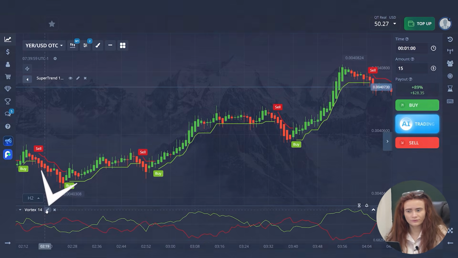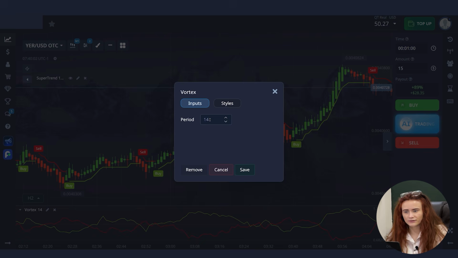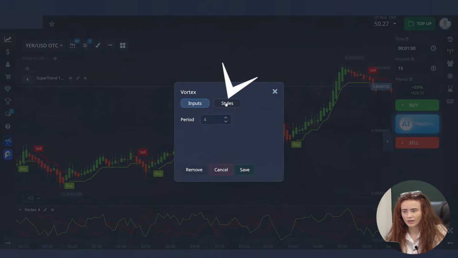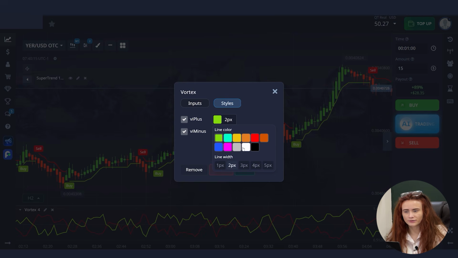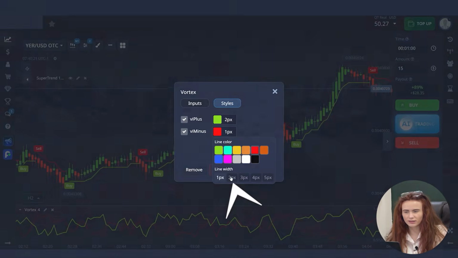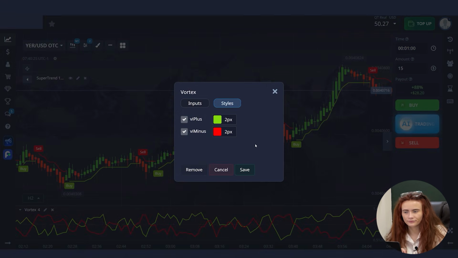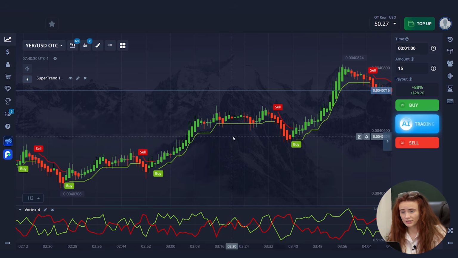Next, we will go to the Vortex indicator. The period of the indicator must be reduced to 4. This is also necessary for a better understanding of the price change. And in the Style tab, I will leave the line colors as standard and increase the thickness. And the configuration is complete.